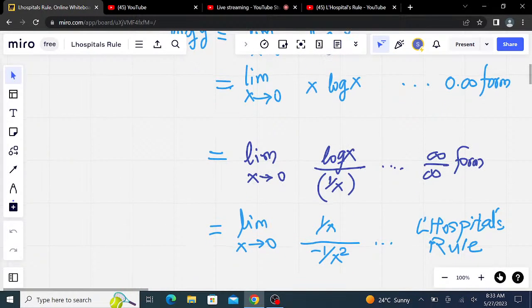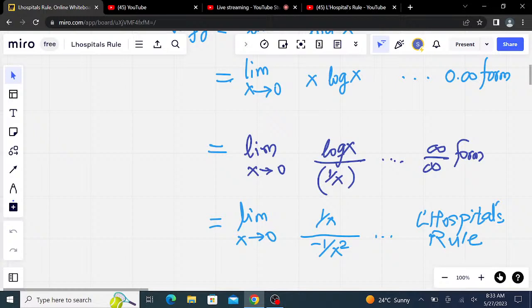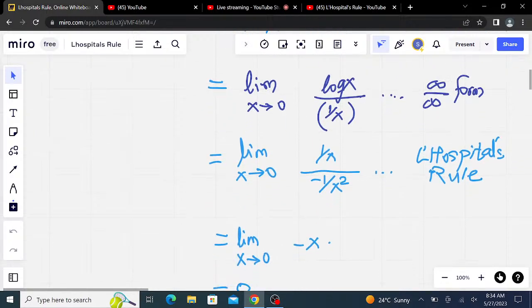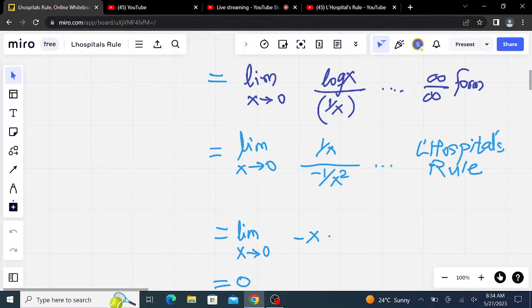Let us apply L'Hopital's rule. Derivative of the numerator, derivative of log x is 1 upon x, and that of 1 by x is minus 1 upon x square. This is L'Hopital's rule: limit of f of x upon g of x is the same as limit of the derivative of f of x upon derivative of g of x. So we have taken here 1 by x upon minus 1 by x square. Now let us simplify this. With proper simplification, we get the answer to be minus x, and now you apply the limit on it.